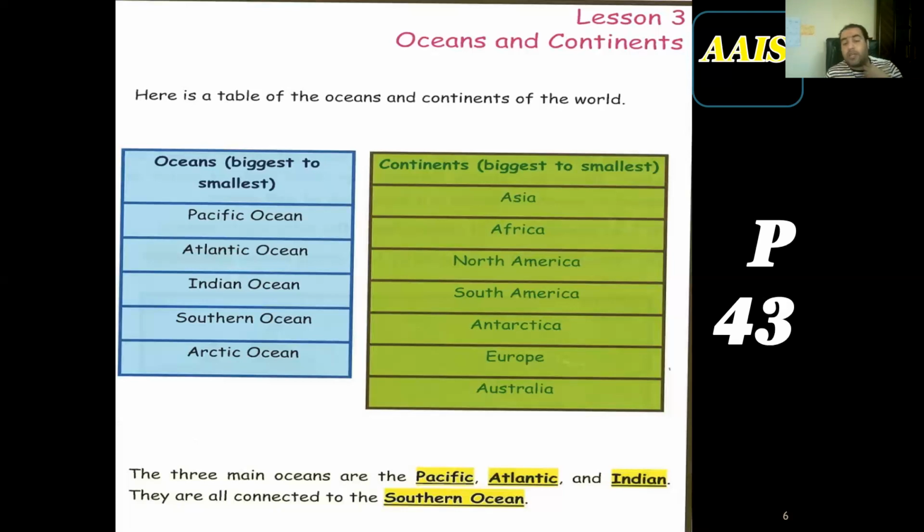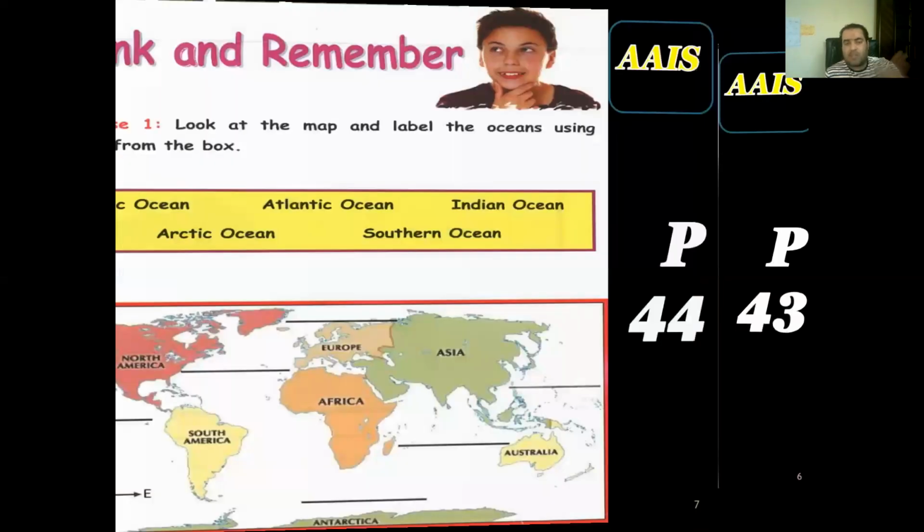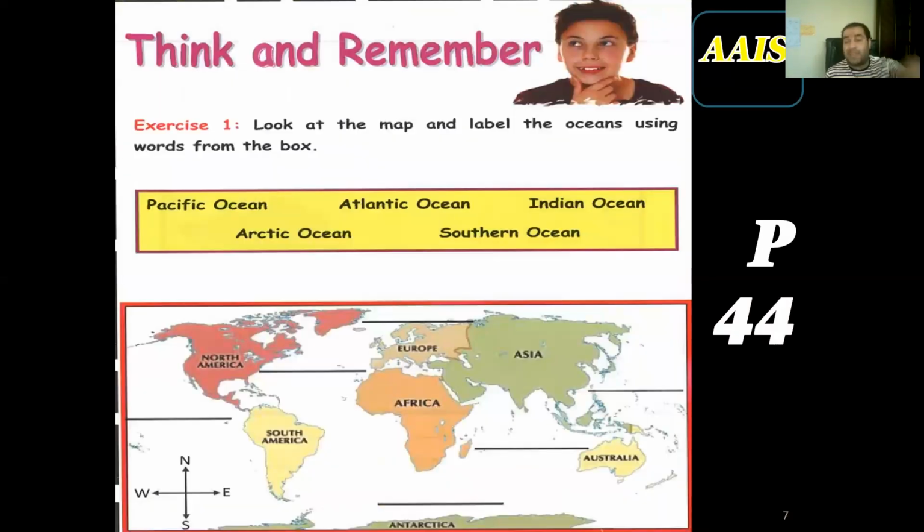Okay, so here we have three main oceans, and these were very well known in the past: Pacific, Atlantic, Indian, and they all are connected in the Southern Ocean, as we said before. This is labeling. You should place that. I would like you to go back to page 42, have a look at the map, just memorize it for like 30 seconds or 1 minute, then you come and label and check your answer.